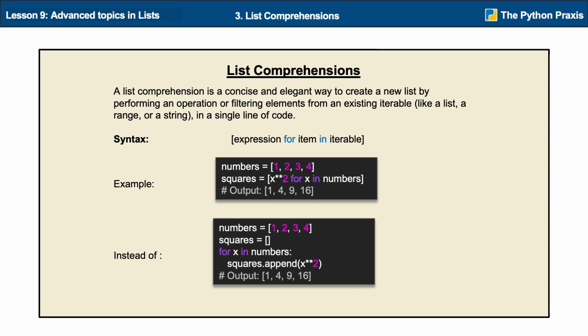Just to compare, below is the classic way to do the same job. But here we need 3 lines instead of 1. In the first line, we create an empty list called squares. In the second line, we start a for loop, and in the third line, we calculate and append the square values to the new list.